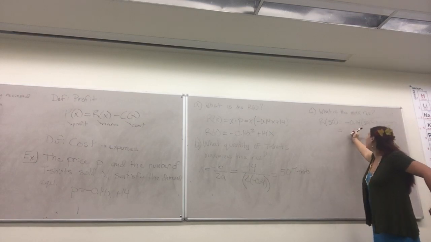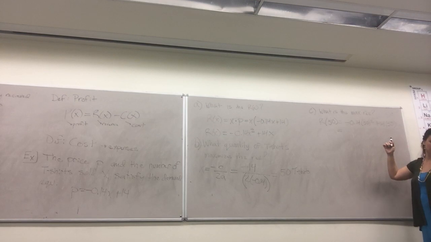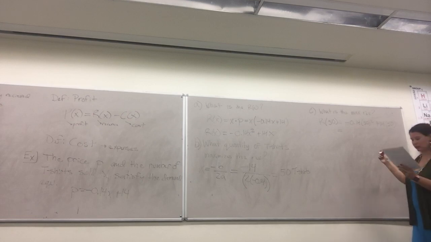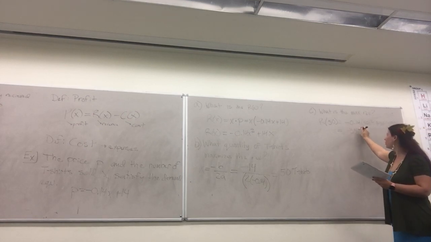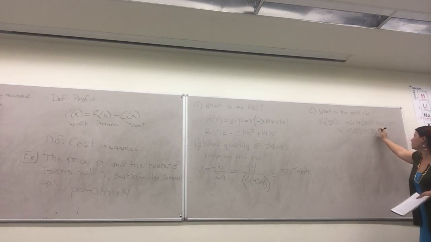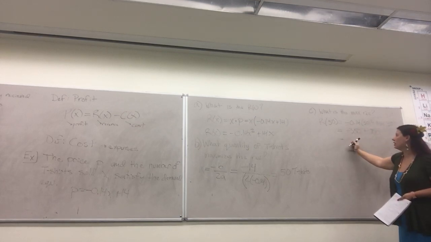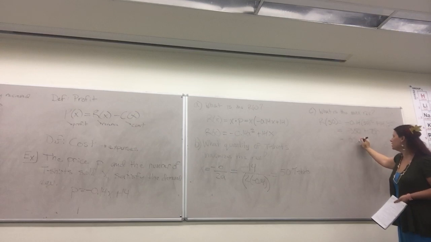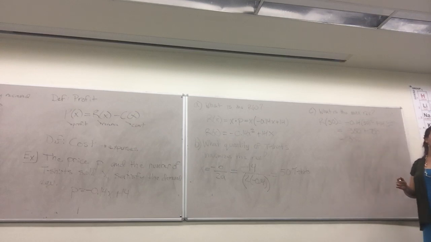So then if we multiply this out, remember to square the 50 first, then multiply by the negative 0.14. We would get negative 350 plus 700. So our final answer here would be 350. So that means the most we could make would be $350 off these t-shirts. I mean, not breaking the bank or anything, but it's a nice little chunk of change. I'd take it.